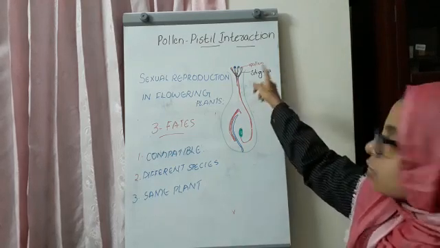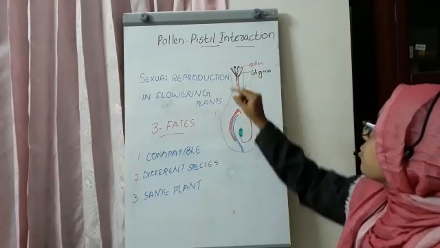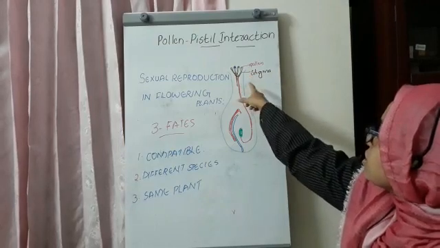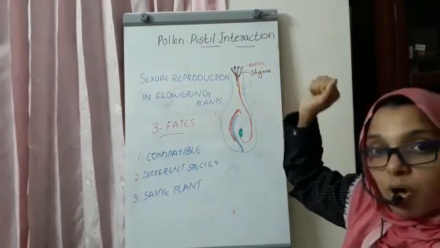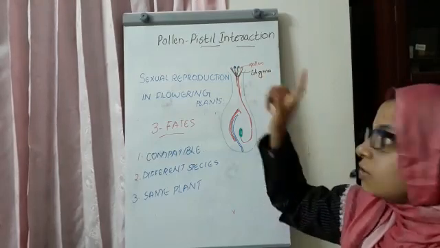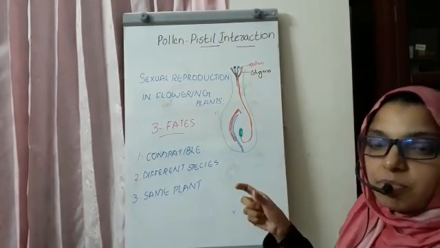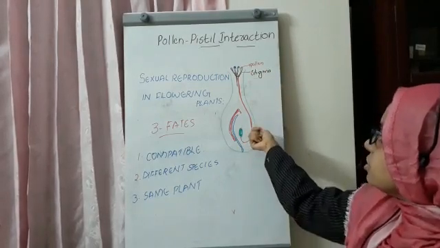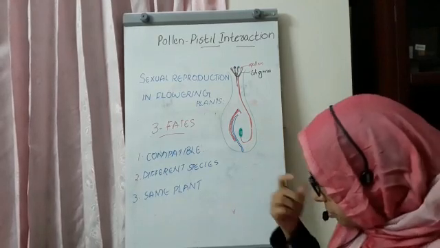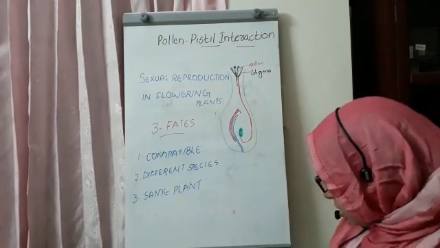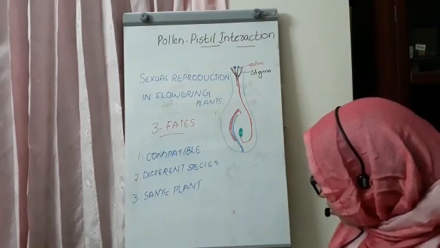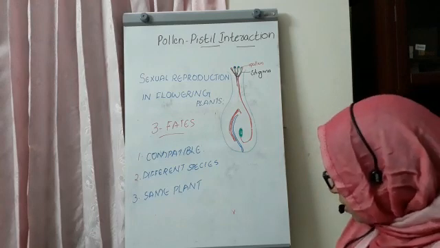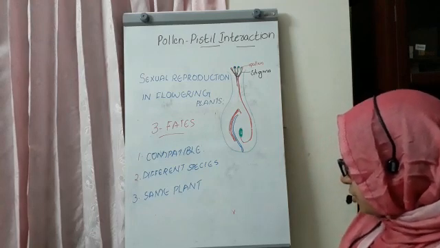If the pollen is compatible, the stigma possesses certain nutrients and water, and this pollen utilizes those nutrients and water from the stigma. Utilizing these, it may result in the formation of a pollen tube, which may lead to germination and fertilization. So the compatible pollens are able to absorb water and nutrients from the surface of the stigma. They germinate and produce pollen tubes.